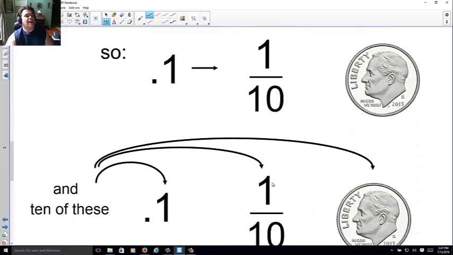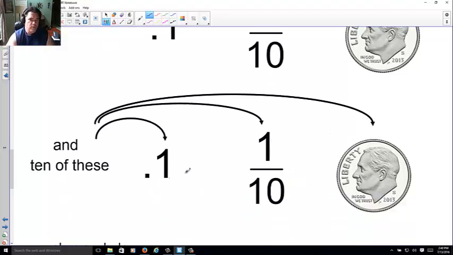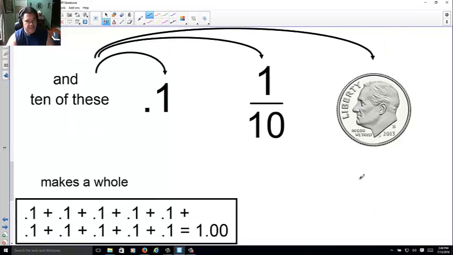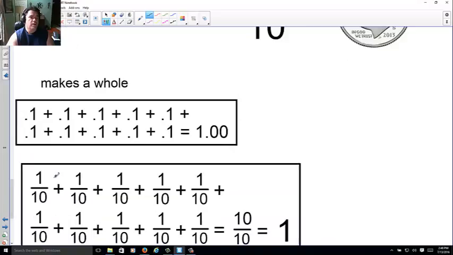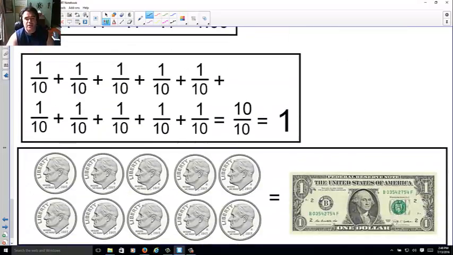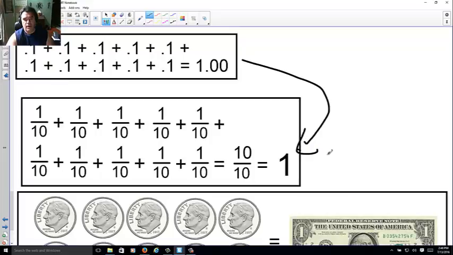Not a big deal. I know it involves fractions, and most people like fractions about as much as smashing their hand in a door, but once we see how you work with fractions, I think you're going to find them, if not your favorite, at least manageable. So 0.1 is like 1/10, which is like the dime. If you add 10 0.1s together, you get 1.0. Or if you add 10 1/10s together, you get 1. Or if you add 10 dimes, you get $1. Same thing.